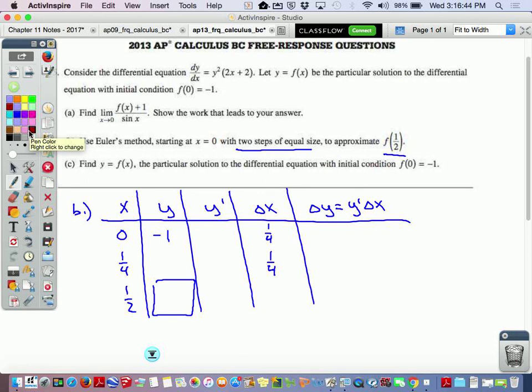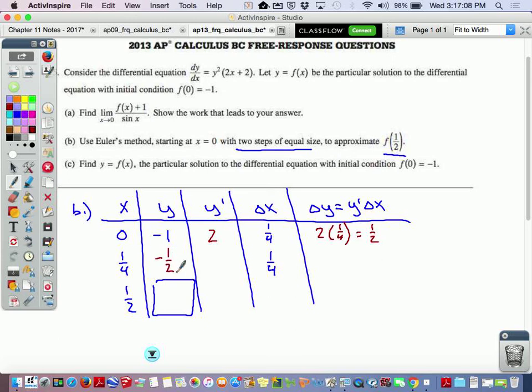We're going to take our first point, (0, -1). We're going to plug it into dy/dx. In part A, we had to do the derivative at (0, -1). We got that value to be 2. So now we'll take 2 times 1/4, and that's going to give us 1/2. 1/2 will be added to -1, which will give us -1/2.